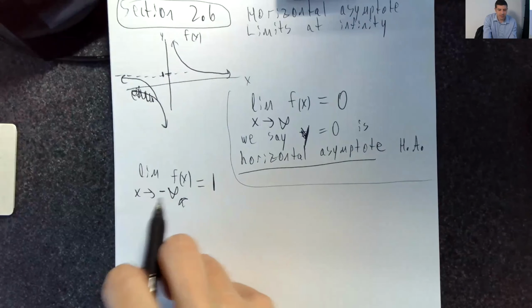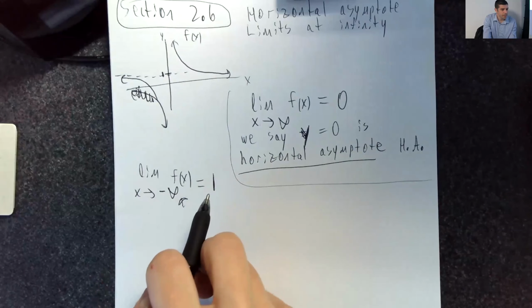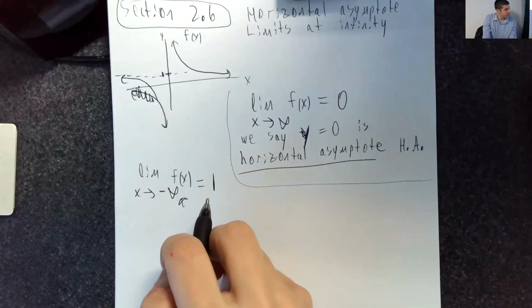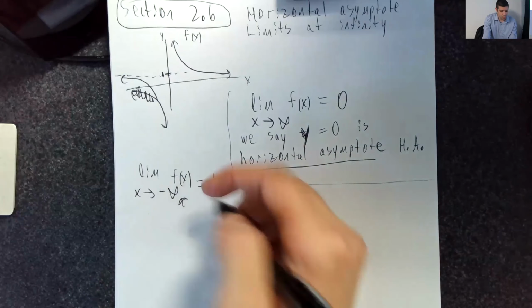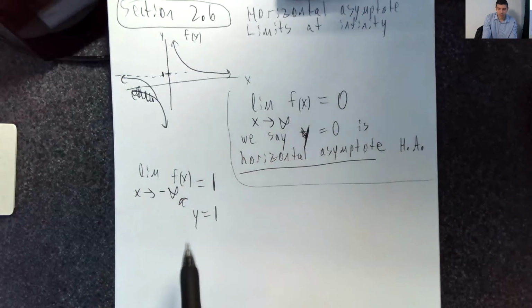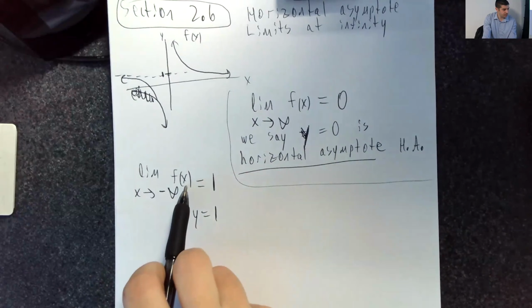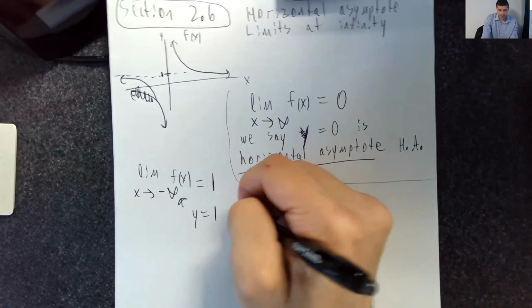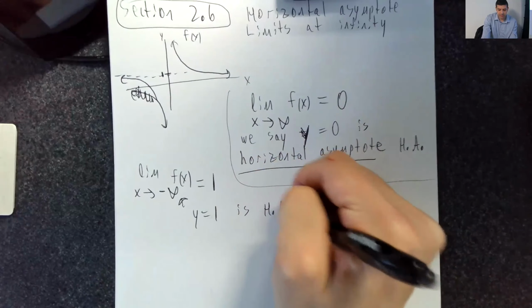So what's the horizontal asymptote here? 1. And what's the equation for it? x equals 1 or y equals 1? y equals 1. Right? It's y equals 1 because it's the y values that are going towards 1. That's why. It is HA.